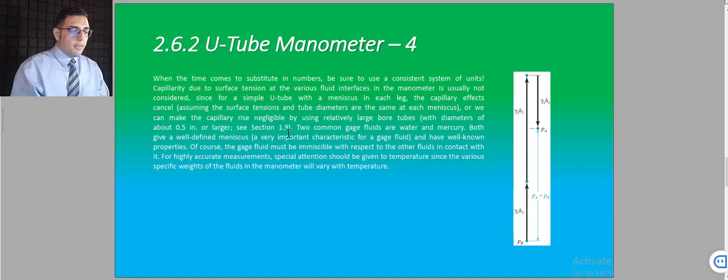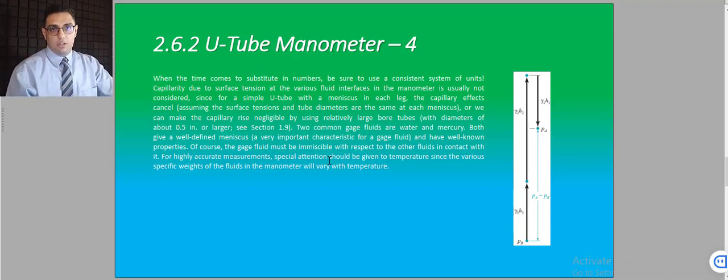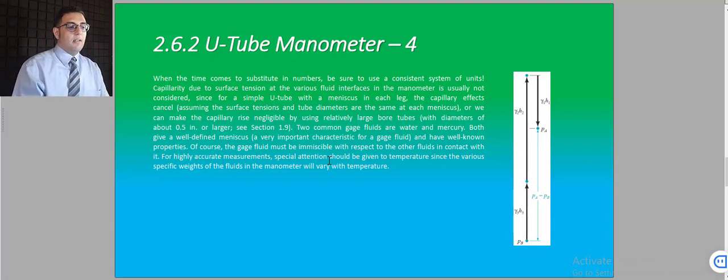The third point is picking the fluids, water and mercury, since they both have the meniscus property. And the fourth and last one is that in order to have an accurate measurement, you have to look after temperature very much, since temperature is really affecting the specific weight.